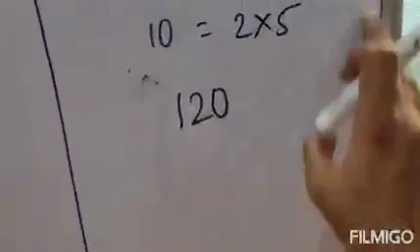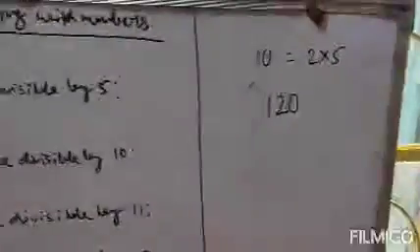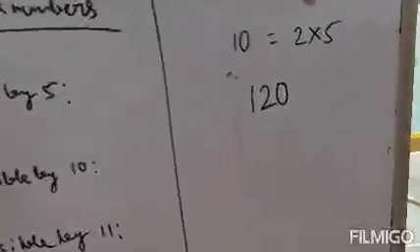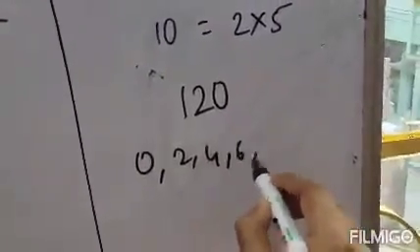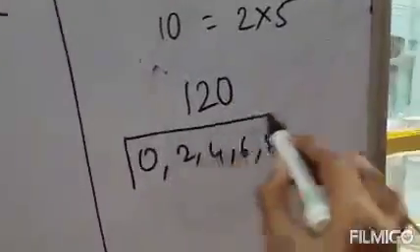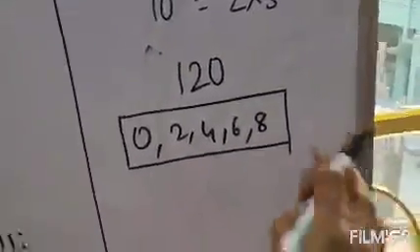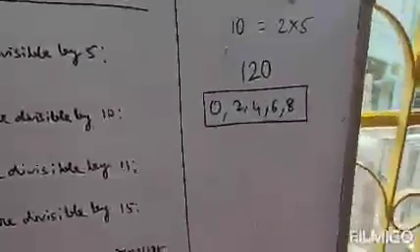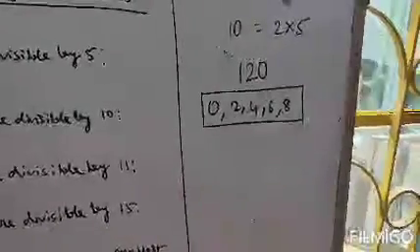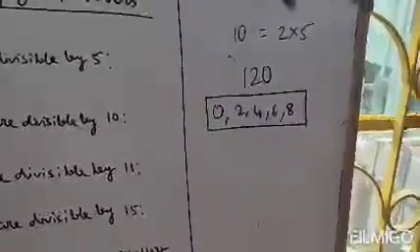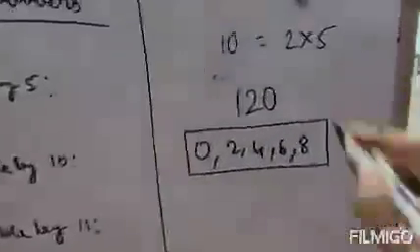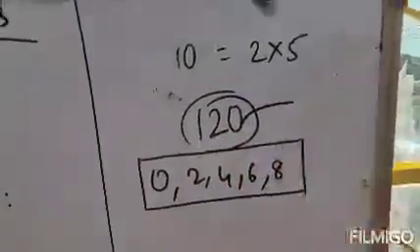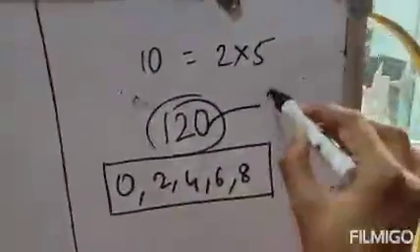So first check the divisibility rule of 2. What is the divisibility rule of 2? If a number has unit digit 0, 2, 4, 6 or 8, only then that number will be divisible by 2. Recall the previous session, where I discussed this. This number has unit digit 0, therefore it is divisible by 2.